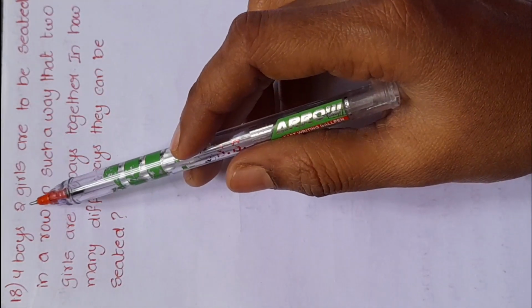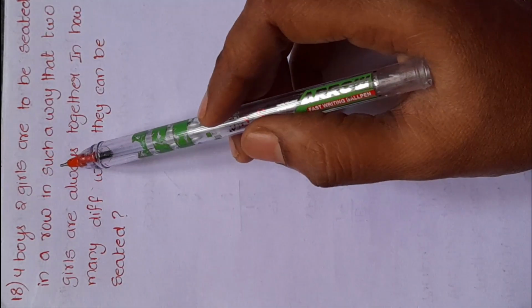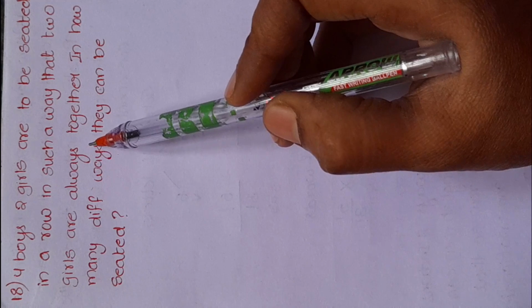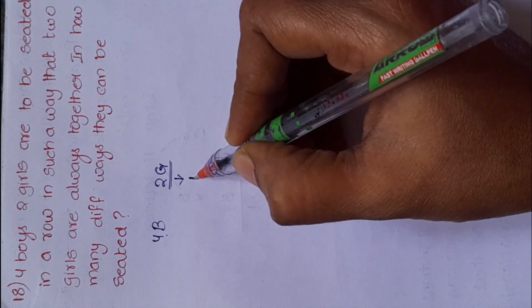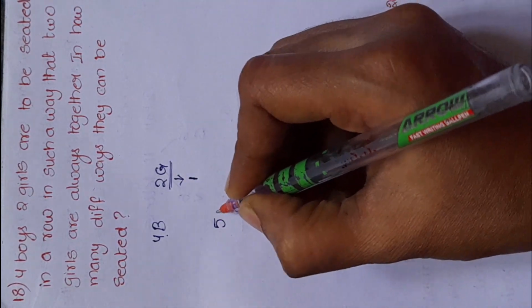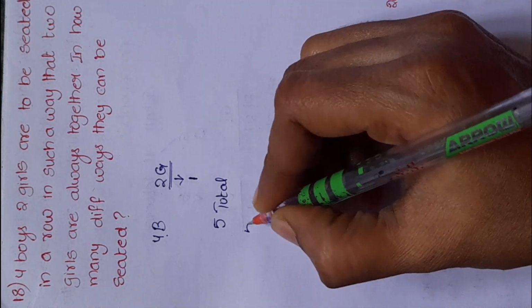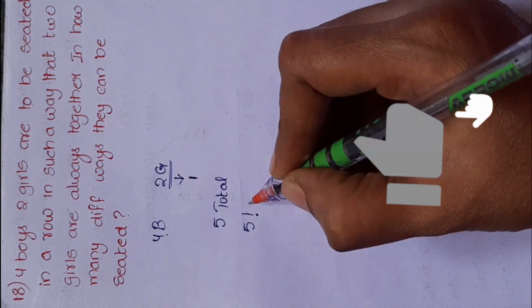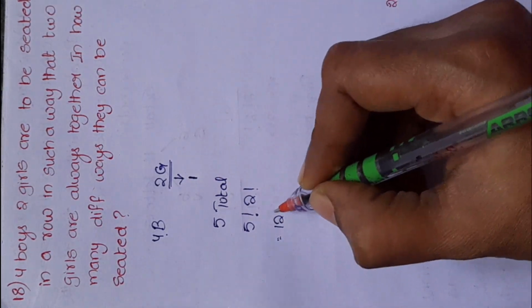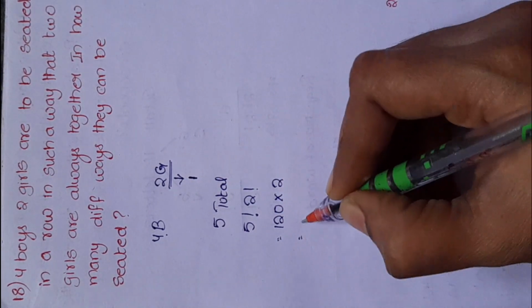18th question. 4 boys, 2 girls are to be seated in a row in such a way that 2 girls are always together. In how many different ways can they be seated? There are 4 boys and 2 girls, but these 2 girls should be seated together, so consider them as 1. So there are 5 in total. So these 5 can be arranged in 5 factorial ways and these 2 girls can be arranged among themselves in 2 factorial ways, that is 120 into 2. So 240 ways.